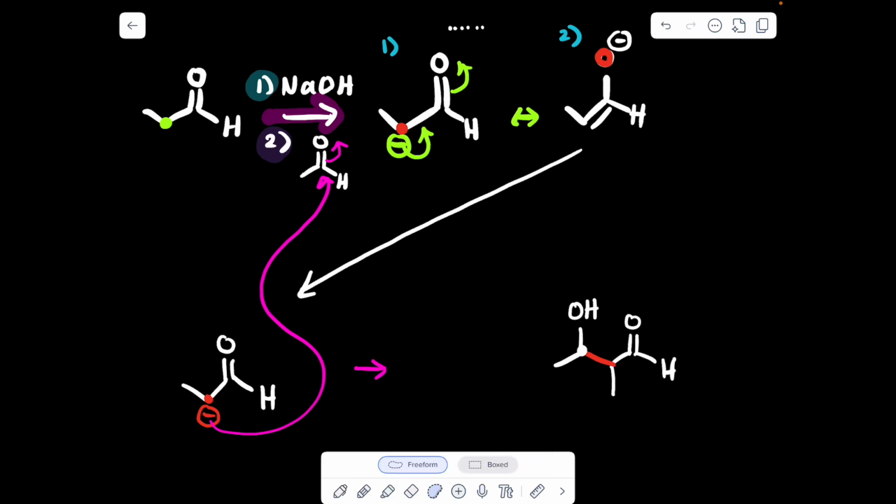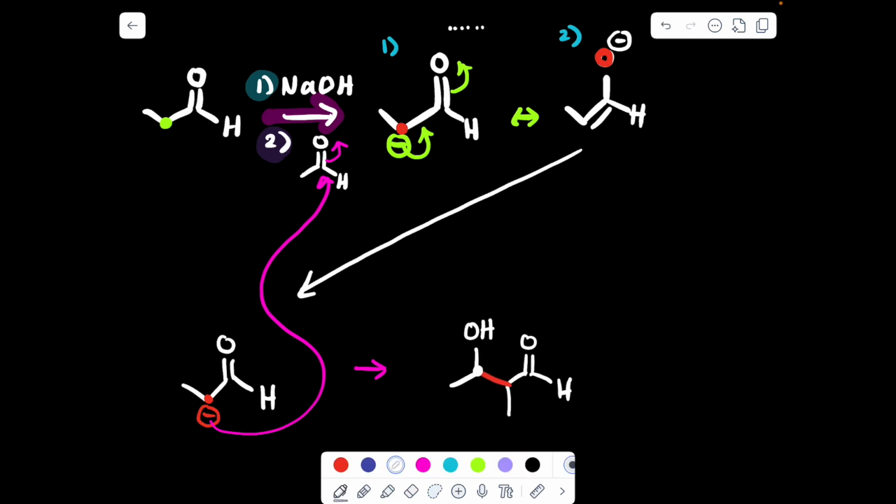So in summary, we end up with the carbonyl carbon, and it is 1 carbon away from the carbon with the OH group. This would be the product of your addition reaction, where an enolate ion reacts with an aldehyde. Bada bing, bada boom.